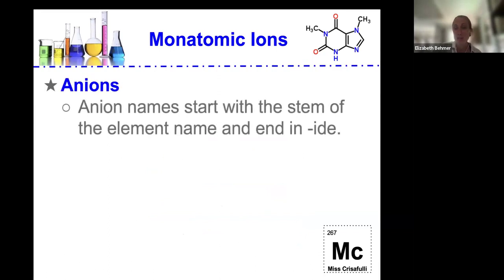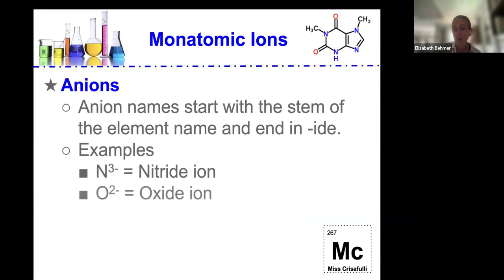Anion names start with the stem of the element name and end in -ide. So for example, nitrogen is nitride ion with a 3- charge. Oxygen is oxide ion with a 2- charge. Fluorine is the fluoride ion with a 1- charge.